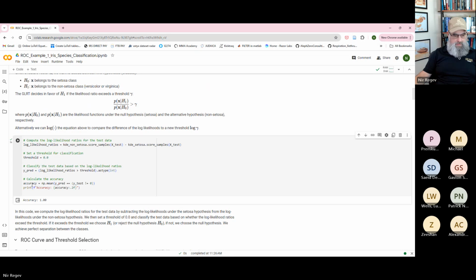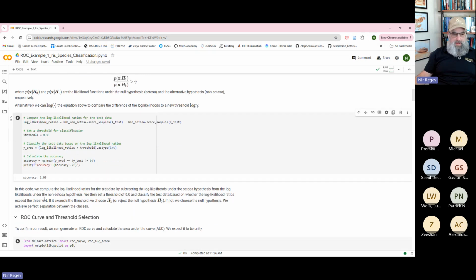And we see we did calculate the log likelihood ratios. You see, this is this line here. And then we set the threshold to 0. Now this threshold, because it's in a log scale, can go from -infinity to infinity, okay? Because we took the log of it, but we set it to the center, 0. And we see that we have an accuracy of 1. What does it mean? That we have a perfect separation between these classes, the non-setosa and the setosa classes, okay?